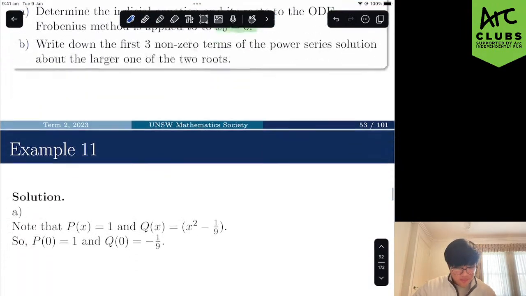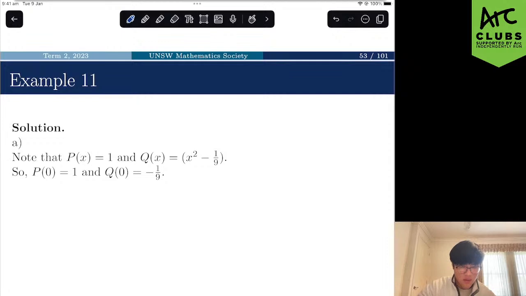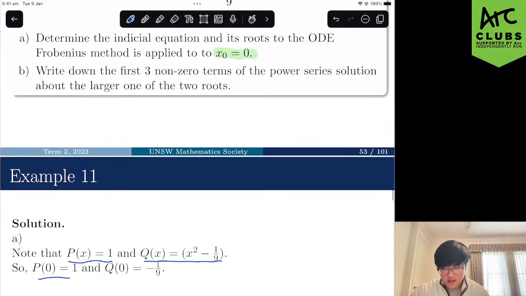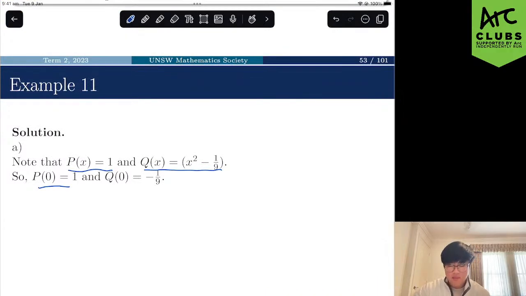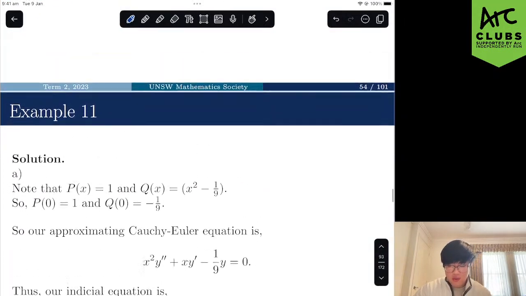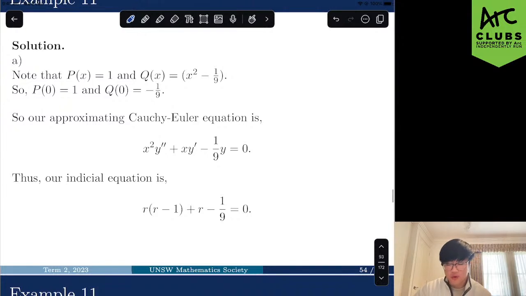So what we want to do is first note that p of x is 1 and q of x is x squared minus 1 over 9. Remember, it is essentially what is multiplied in front of our y dash and y. So we find p of 0 to be 1 and q of 0 to be minus 1 over 9. Then our new equation that we want to solve in the Cauchy-Euler form is just substituting here.